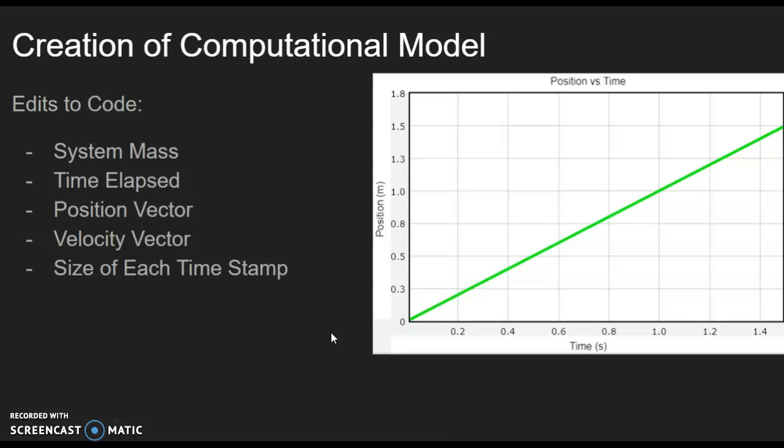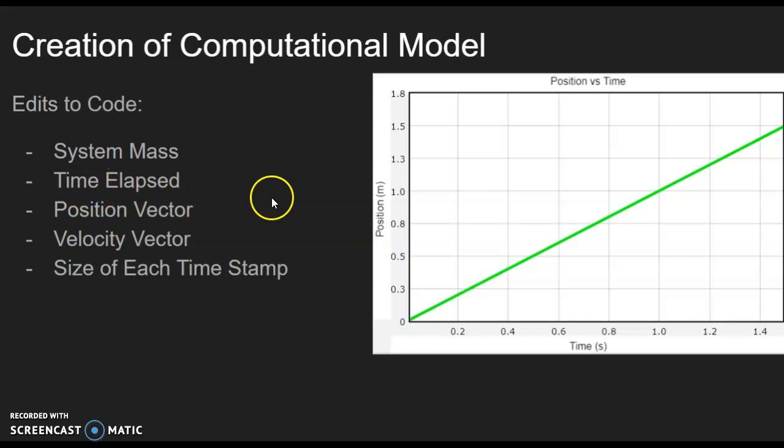The code for the GlowScript software was given to us, and we needed to edit certain variables and lines of code to match our experiment. So the edits that I made to the code: I had to change the mass of the system, being the wiffle ball, because the mass was previously 1, and using SI units it would be kilograms. Obviously the wiffle ball does not weigh 1 kilogram, so we had to change that.